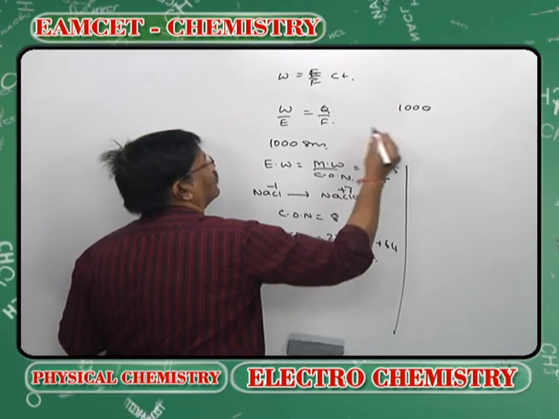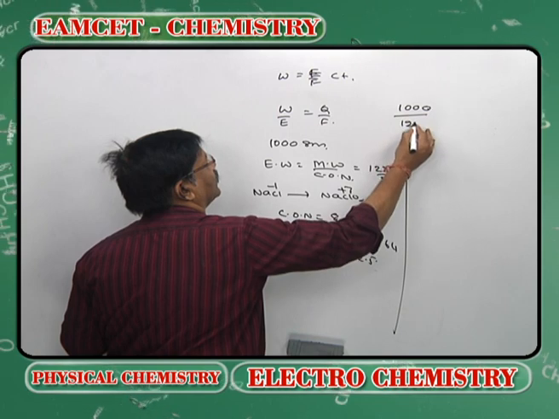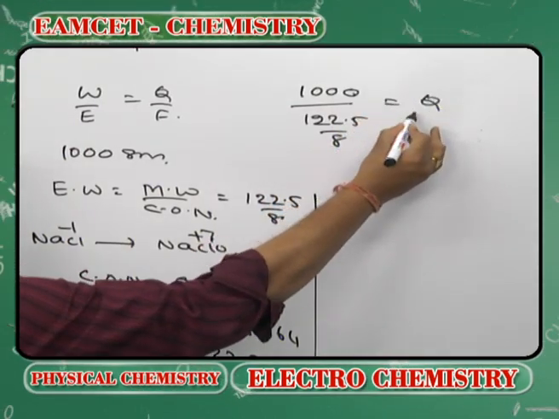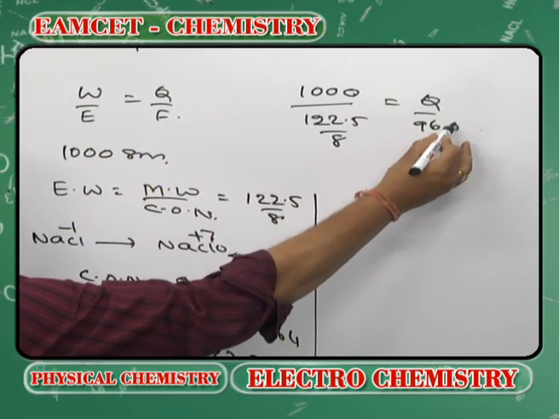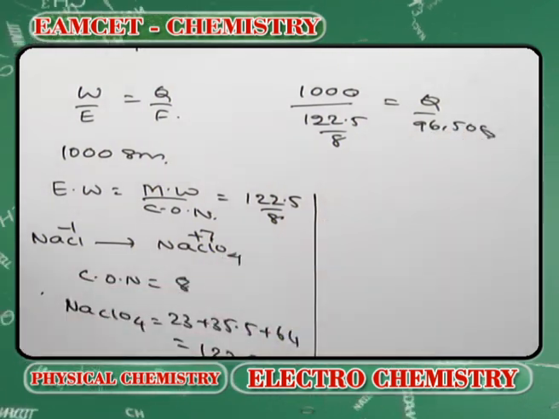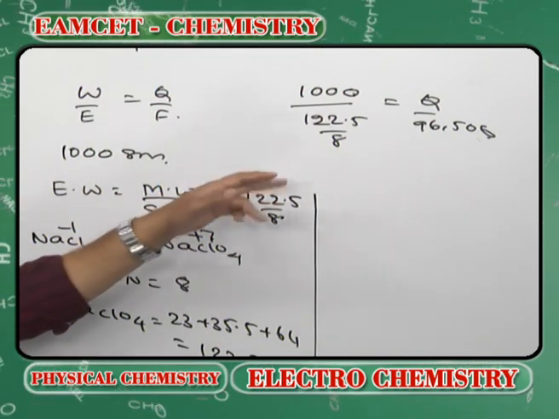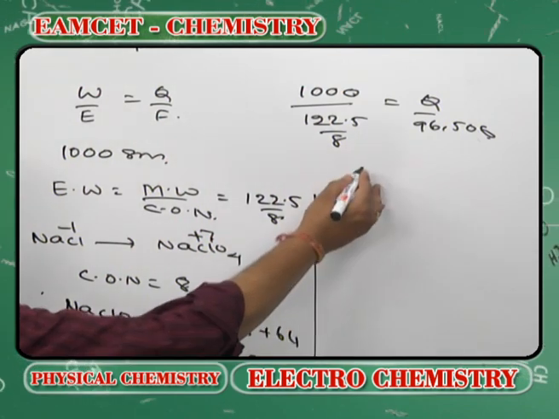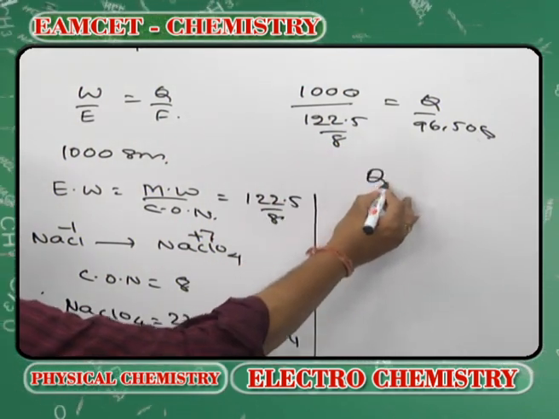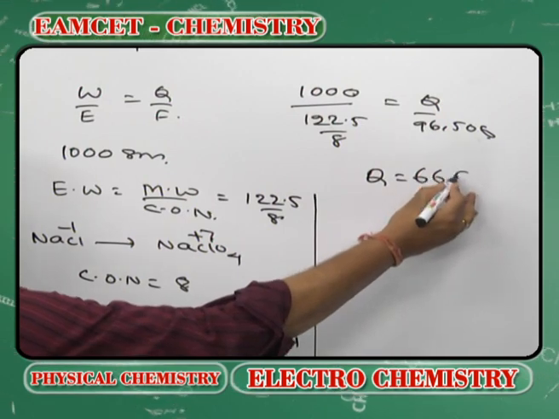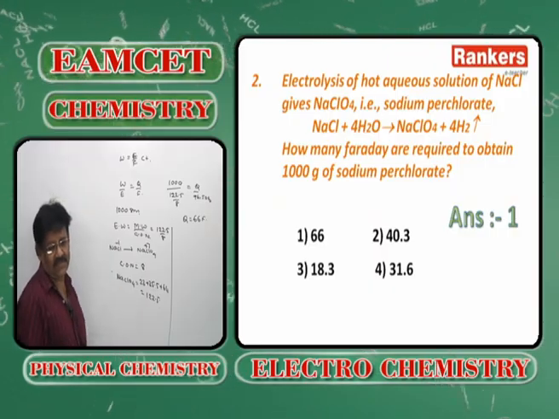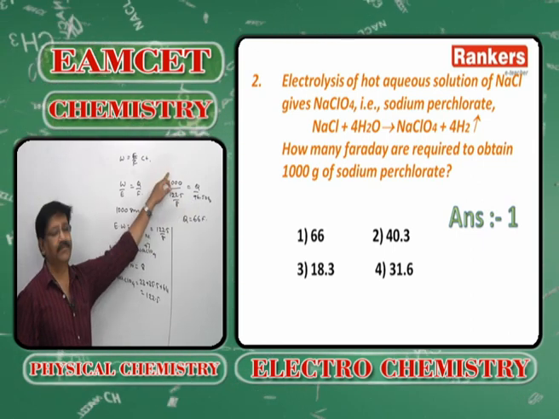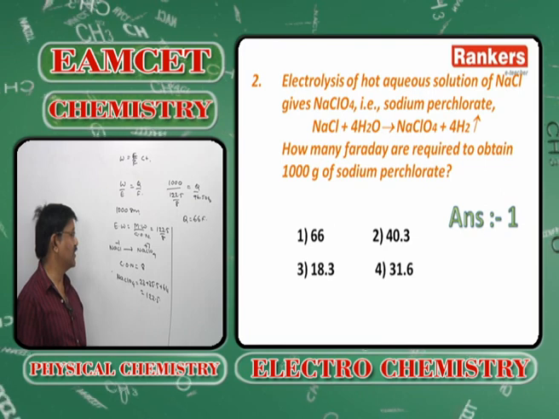Now coming back to this, what is W? 1000. What is the equivalent weight? 122.5 by 8. Q we have to find, with 96,500. Roughly we get 66 Faradays. Q will be equal to 66 Faradays. Solving it, this is Faraday. This becomes 66. Option 1 is the answer.